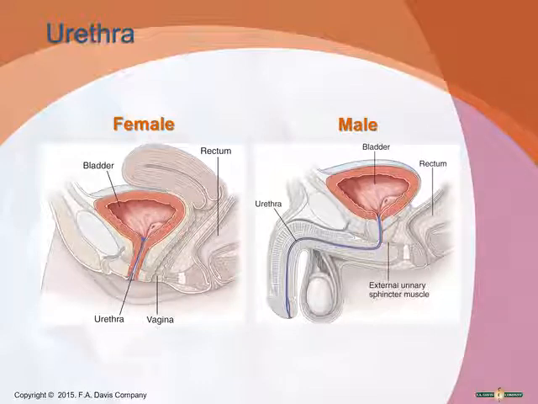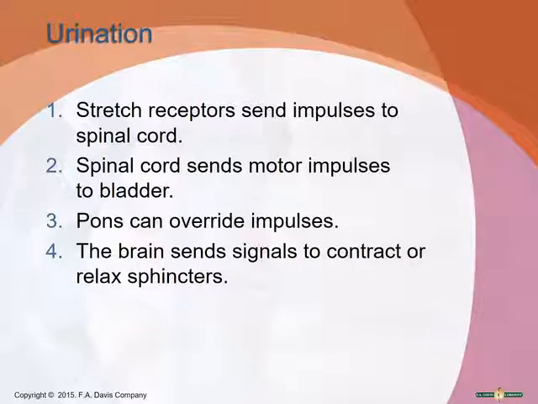It passes from the bladder through the center of the prostate gland. You can see this here, and we saw this with the reproductive system. Curves around the end of the penis and then exits the body at the tip of the penis, at the meatus. In men, the urethra conveys both urine and semen. We talked about that with the reproductive system. Now what we're going to talk about is urination. Who knew this was such a complicated thing?